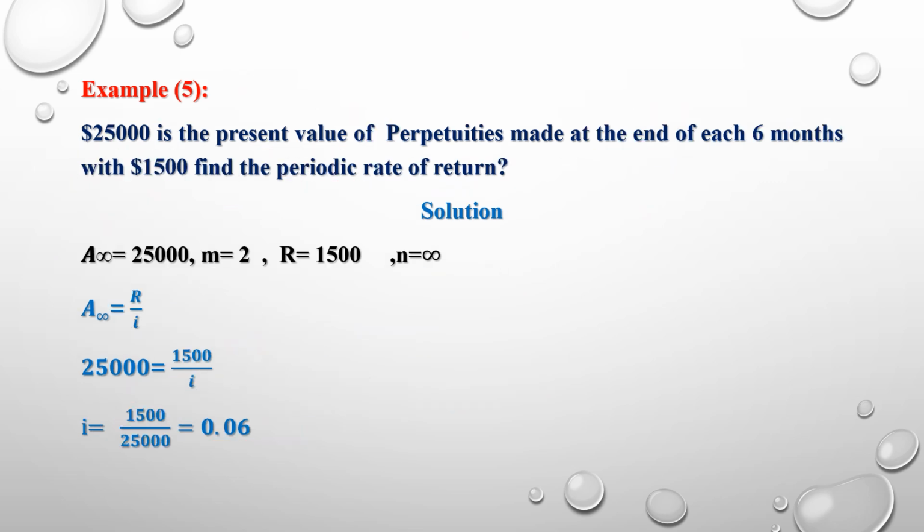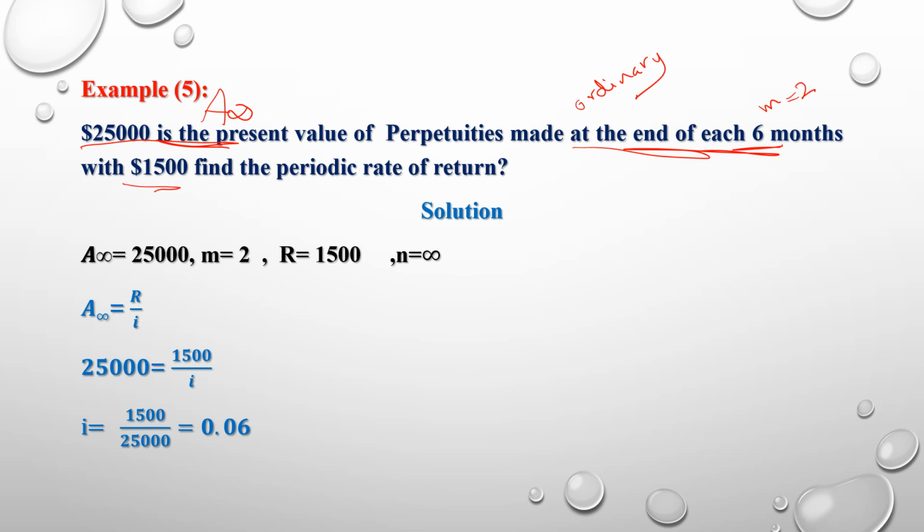Example 5. $25,000 is the present value of perpetuities made at the end of each 6 months with $1,500. Find the periodic rate of return. So in this example, he's giving you the present value of perpetuities. So this is A infinity. And these perpetuities are made at the end of each 6 months. So this is an ordinary perpetuity and made at each 6 months, so twice a year. So M equals 2.